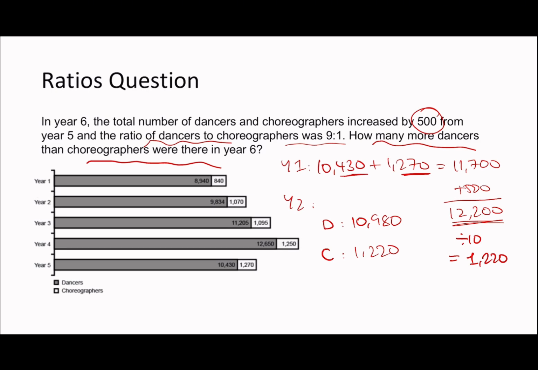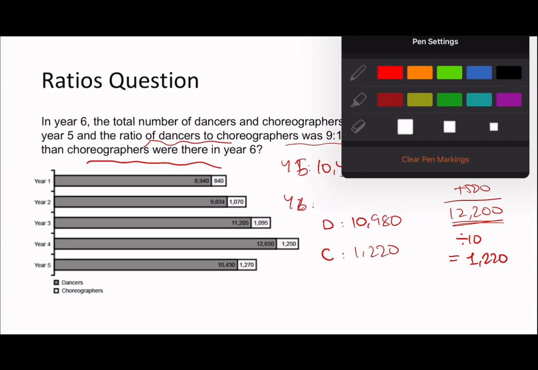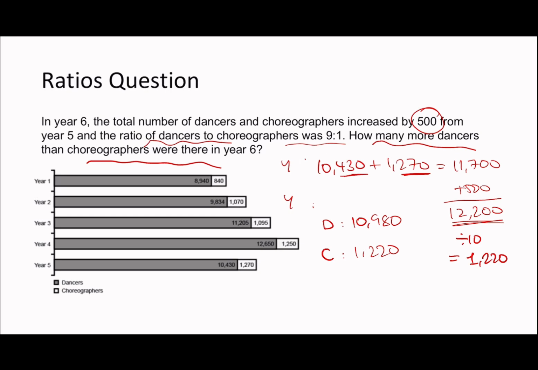So, how many more dancers than choreographers were there in year 6? Sorry, it's not meant to be year 1 and 2, it's year 5 and 6. How many more dancers than choreographers are there? 10,980 minus 1,220 equals 9,760. You can just do a bit of quick maths there again. So that's the standard way of doing the question.